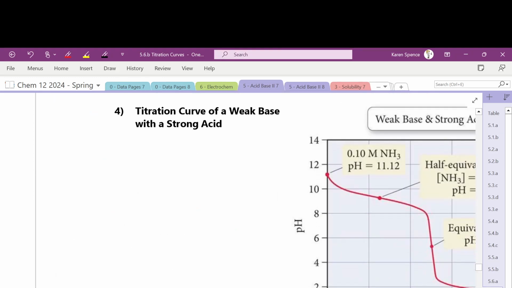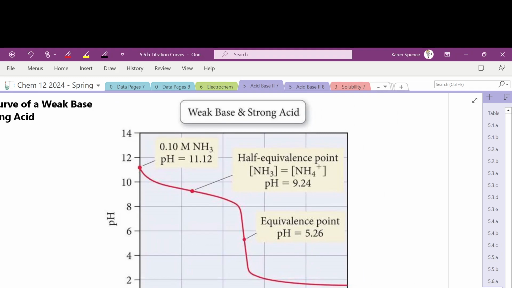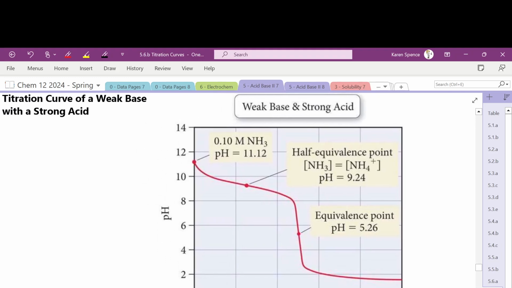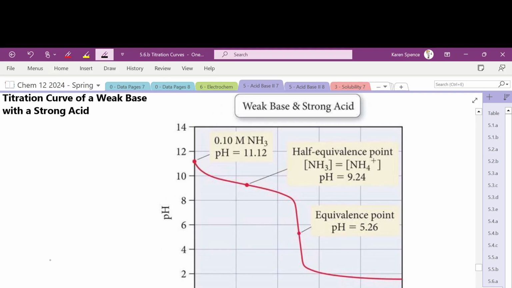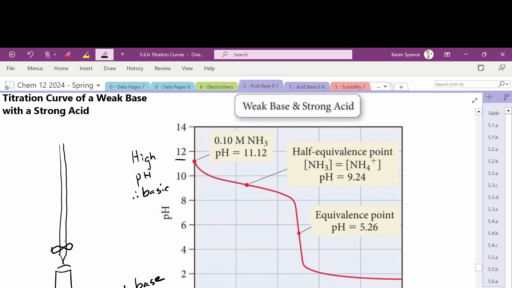Next page. Oh, look what we have here. We have a titration of a weak base with a strong acid. Where is the weak base? Is it in the flask or the burette? It's in the flask because our initial pH is high. So down in here we have our weak base, in this case NH3. And what we're dripping into it is a strong acid, so HCl.